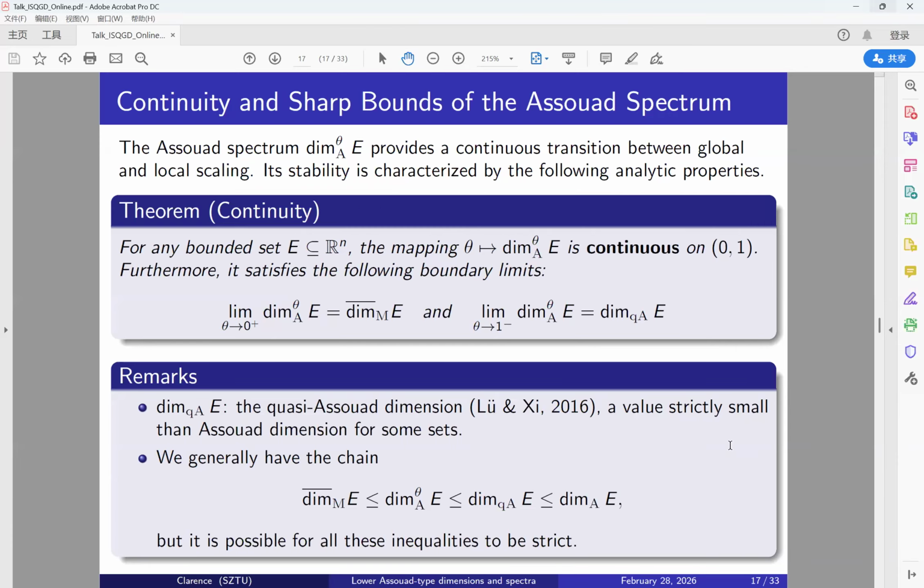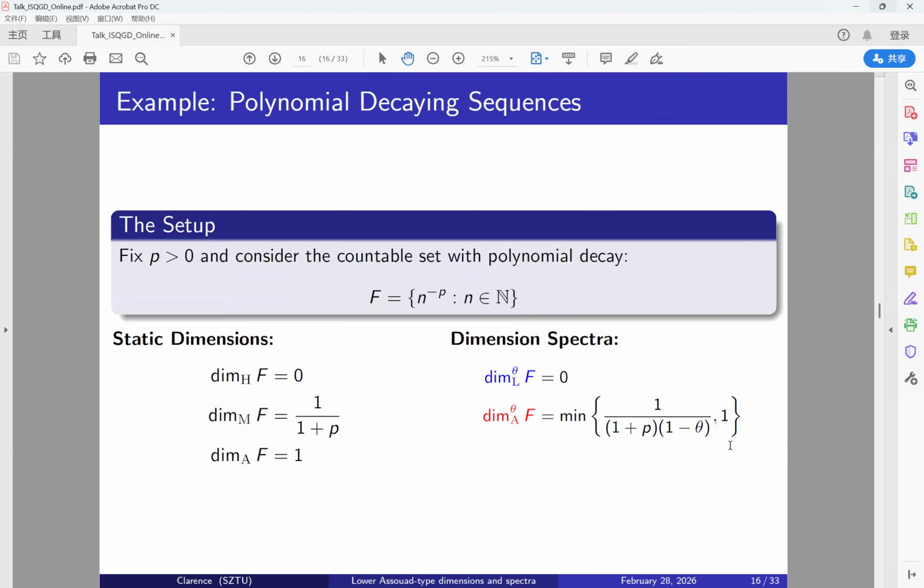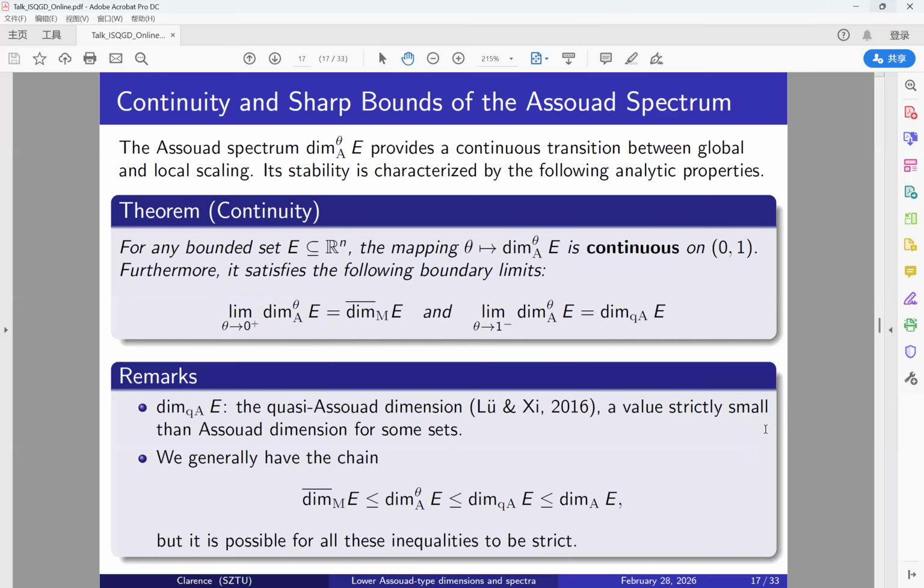The Assouad spectrum provides a continuous transition between global and local settings. It ranges from the upper box dimension to the Assouad dimension, with a phase transition like this. Its behavior is characterized by the following properties. For any bounded set E, the mapping theta to the Assouad spectrum is continuous on the open interval (0, 1). Furthermore, the limit behaviors of the Assouad spectrum also hold.